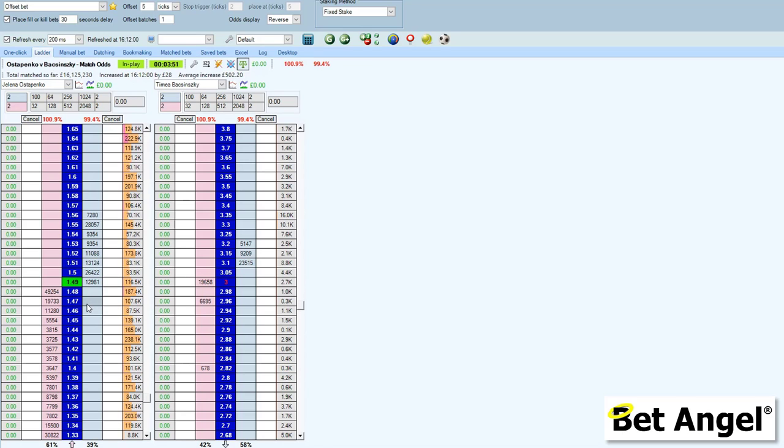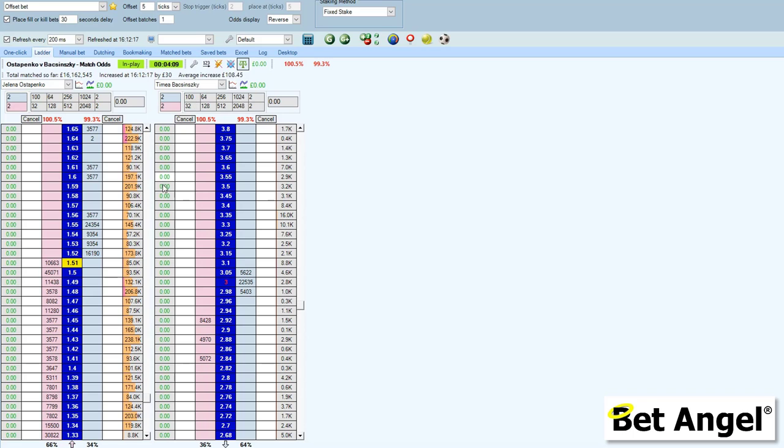So if Ostapenko gets into trouble here, then it's not impossible that Baczynski will be the shorter priced player, and then all the money will appear on this side. So it's important to understand that as well. You may find yourself flopping between two players when you're actively trading.